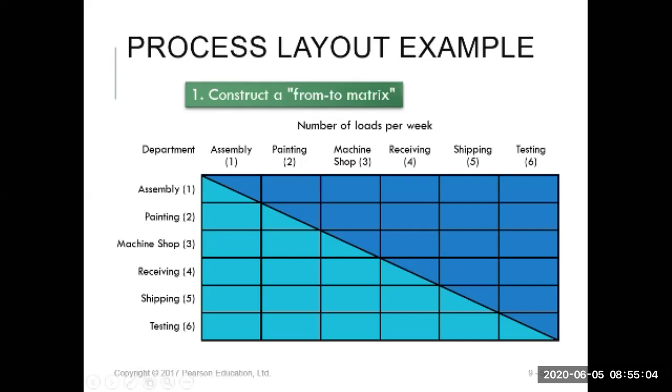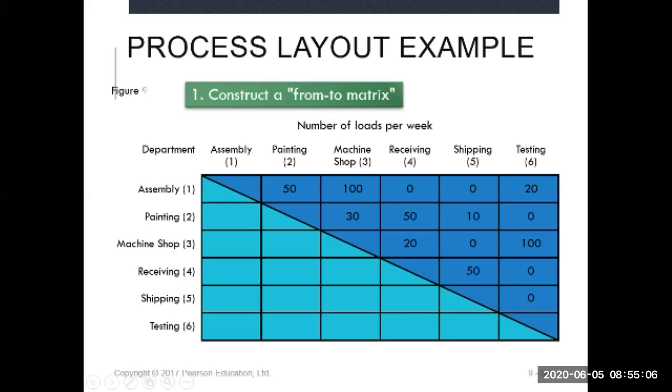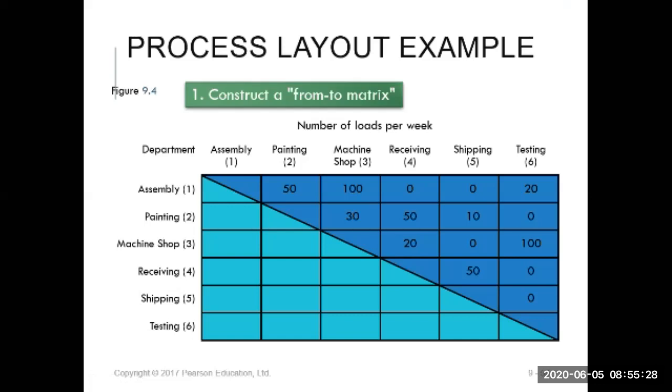So from the assembly department to the painting department, and from the painting department to the assembly department, the load is 50. In this table we cannot differentiate whether it is from assembly to painting or from painting to assembly. This is a from-to, so we have to combine both. It means that the interaction between these two departments is 50 loads.